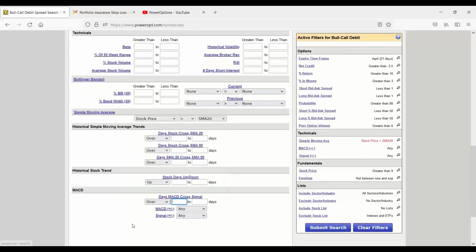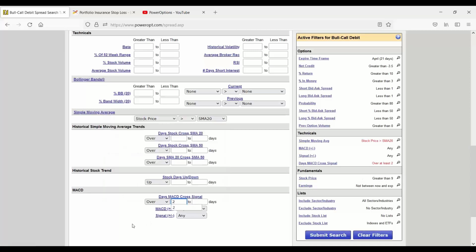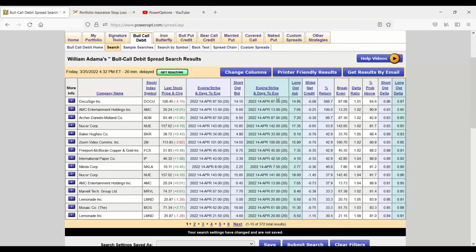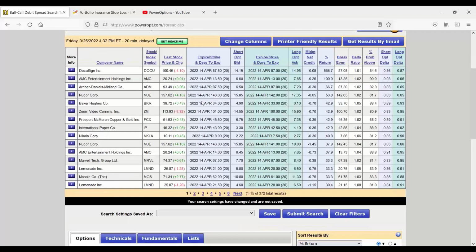Also, I might want to add in a MACD cross just to see stocks that have had their MACD line cross over the signal line by at least 2 days or more. So seeing more of a pronounced uptrend, similar to what I would look for in a bull put credit spread. Okay, so now we've taken some of those results out on the positions.